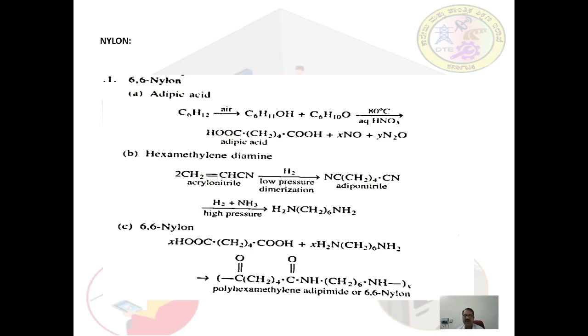So adiponitrile is formed. This adiponitrile at high pressure in presence of hydrogen and ammonia gives hexamethylene diamine. The nylon 6,6 is formed by reaction between adipic acid and hexamethylene diamine, which produces nylon 6,6. This is the chemistry behind this.